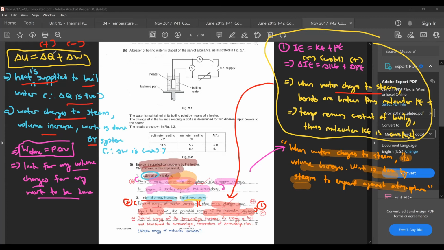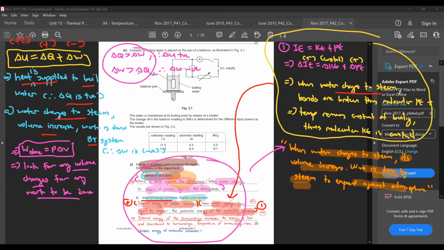Because you have positive Q and negative W, this one is a bit ambiguous. If delta Q is more than delta W, therefore delta U will be positive. But if delta W is more than delta Q, therefore delta U is negative. So in my case, I can't really explain from the information given which one of these is actually going to be the case.